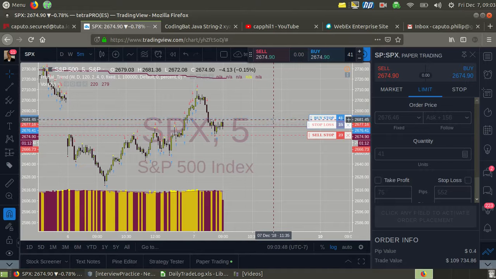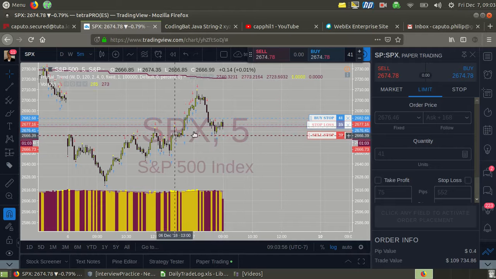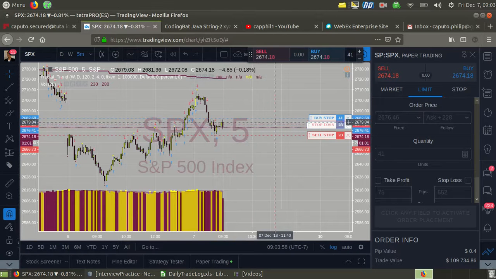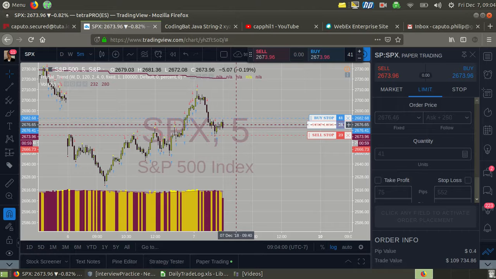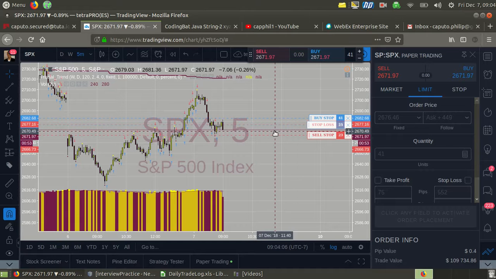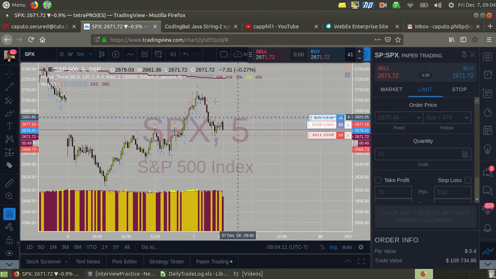I've learned to keep these a little wider between the buy stop and the sell stop, so that we can allow for price fluctuation, because it'll move around, of course. Okay, so far so good.